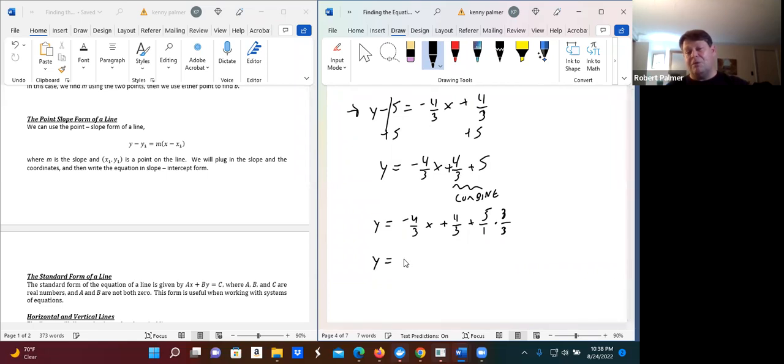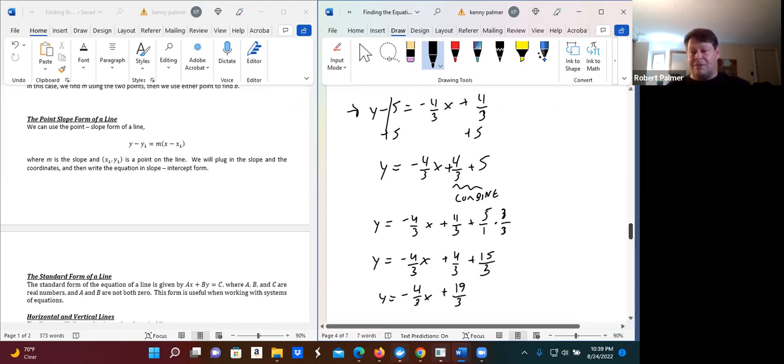So y is equal to -4/3 x plus, we still have the 4/3 here, positive 4/3, and plus 5 times 3, of course, is 15. 1 times 3 is 3. And now if I combine those, now they have the same denominator, I can add those. That's going to be plus 19/3.